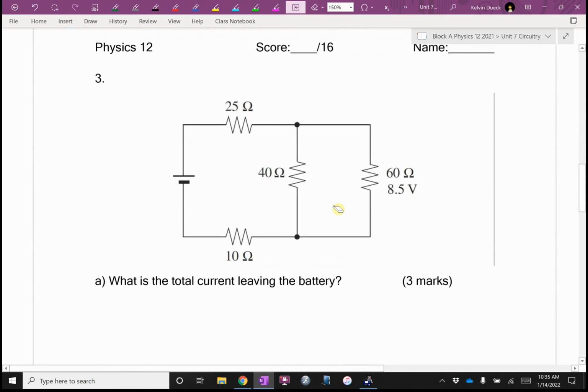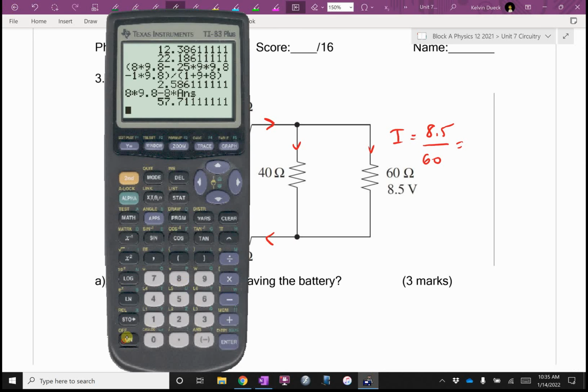Number 3, now we're solving. What's the total current leaving the battery? I'm going to start right there. Well, actually, first I'm going to label downhill, and then I'm going to start right there. Downhill is that way, that way, that way, that way, that way. Why am I going to start right here? I looked. I didn't see amps anywhere, but I always check that first. Then my next thing is, do I know 2 things? I know 2 things here, so I can tell you that the current is 8.5 divided by 60. I get that kind of a yucky number, but that's okay.